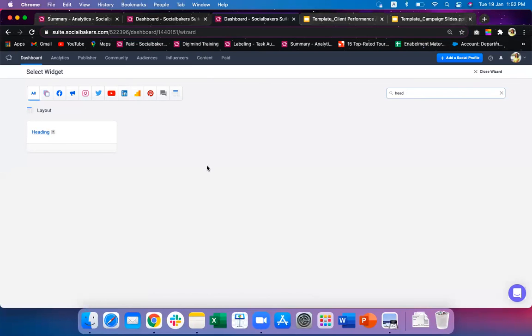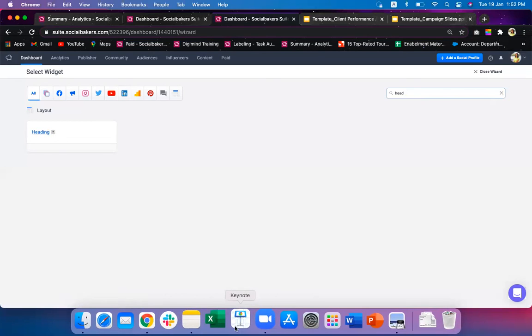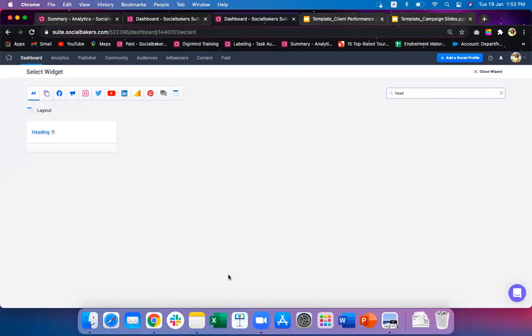Yes, you can change, Sarah, you can change the profiles in one go, or do you need to go to each widget and change it? This is Sarah's question.